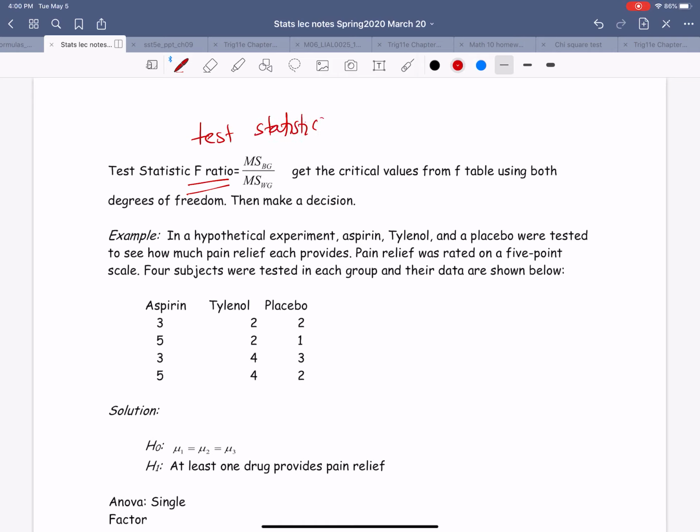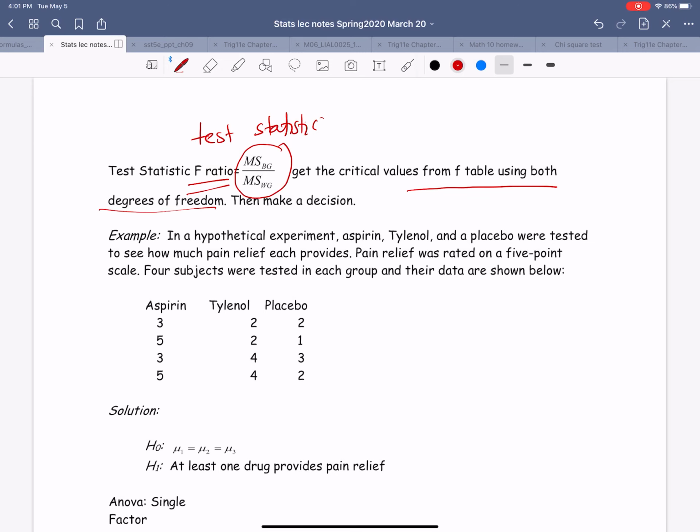Test statistic F ratio, which is mean square between group divided by mean square within group. And then we get the critical values from the F table using both degrees of freedom. There are different F tables for each level of significance. So if the level of significance is not given in the problem, we would go with alpha equals 0.05.